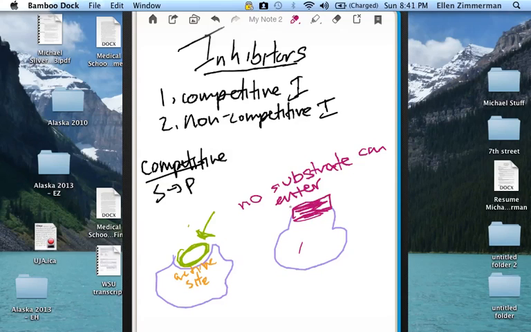Only if the substrate concentration is really high, greater than the competitive inhibitor, which I'm just abbreviating CI. Only if the substrate concentration is way greater than the competitive inhibitor does the substrate actually come in here. In other words, the substrate has to fight out the competitive inhibitor. They're competing for the same site.